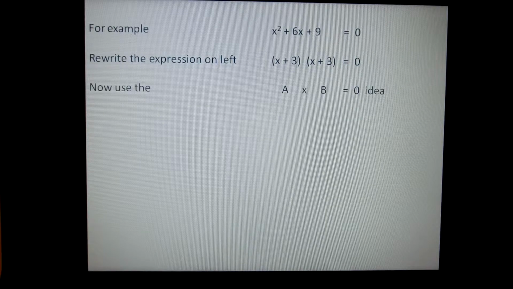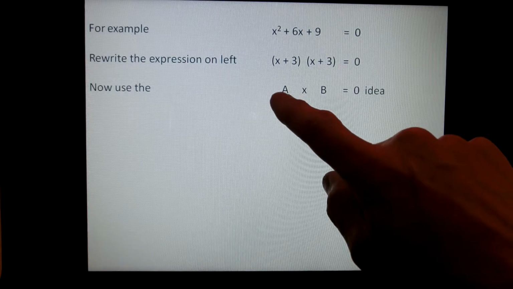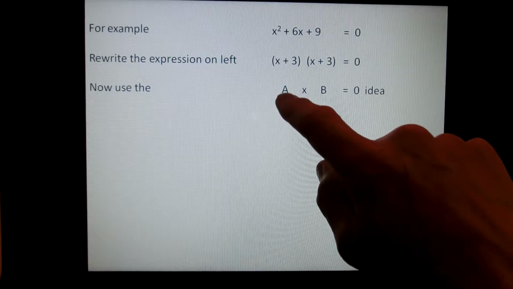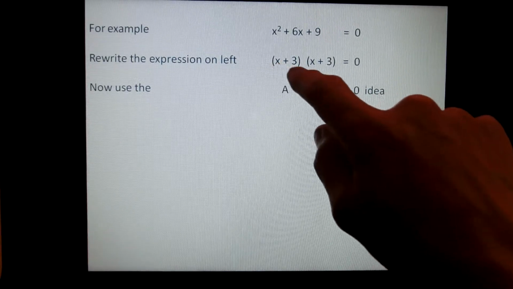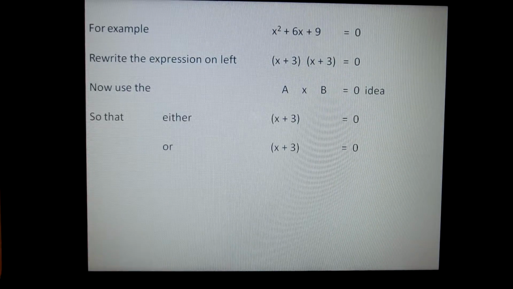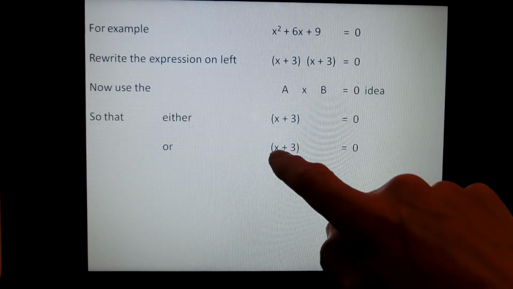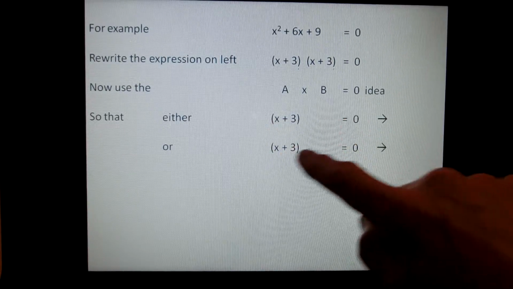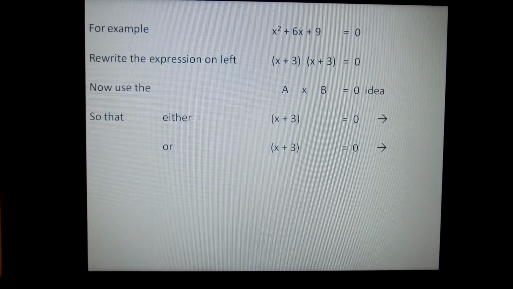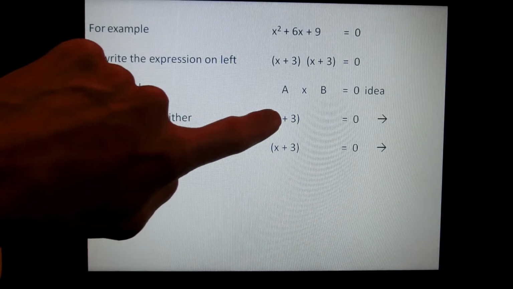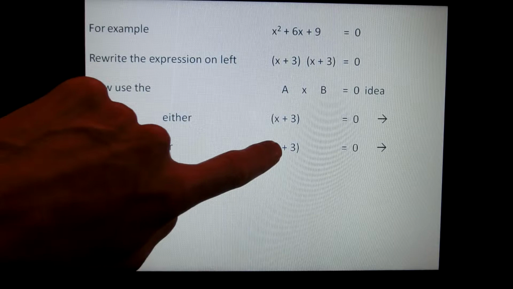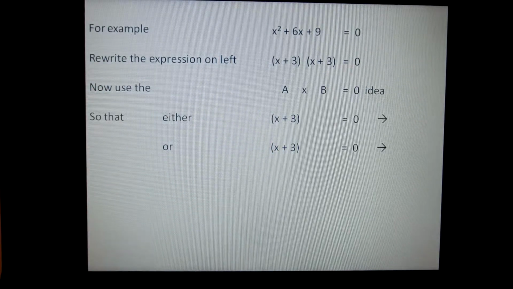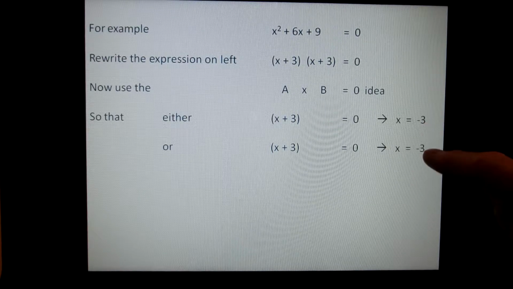What this then means, using the idea that if a times b equals 0, is that either this is worth 0 or this is worth 0. So either x plus 3 is 0 or x plus 3 is 0. I'm repeating myself, aren't I? So we now have two mini equations to solve, and if I cover up this, the value of x must be -3, and here as well, the only value of x that will make that a true statement is if x is -3. So that leads us to two solutions, x is -3 and -3.